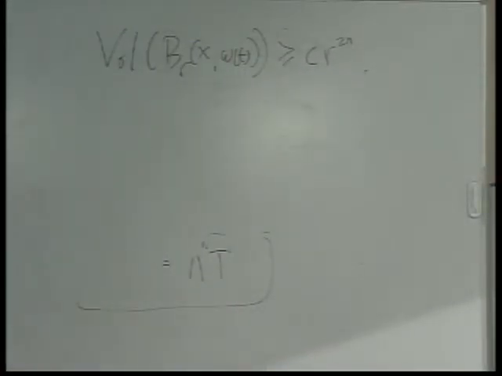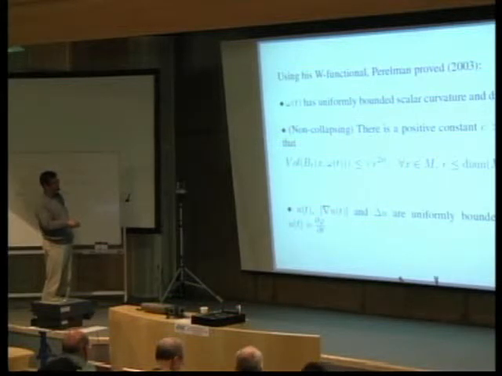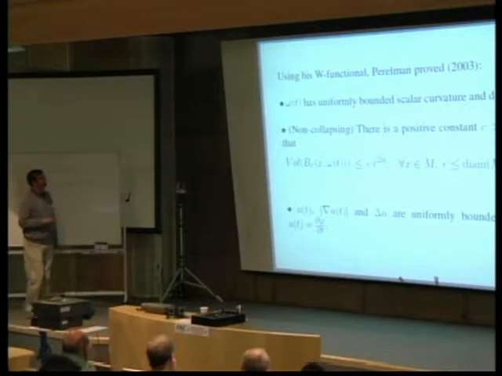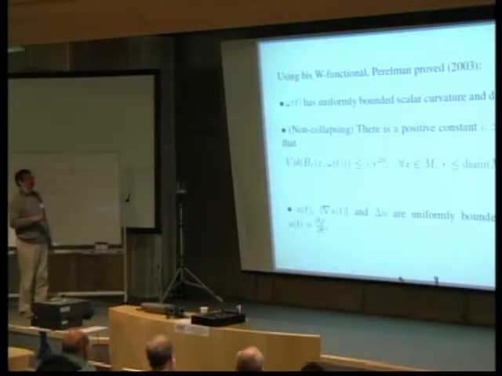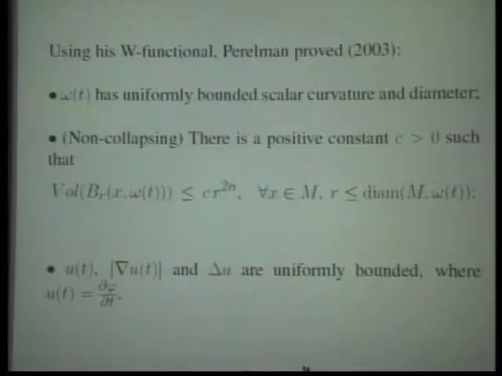Moreover, he proved that if you look at the scalar equation on the previous page, and you look at the time derivative u t of this solution, then u t, the gradient of u t, and the Laplacian of u t are uniformly bounded. He gave this in lectures at MIT when he was visiting, and it was later written up by other people.